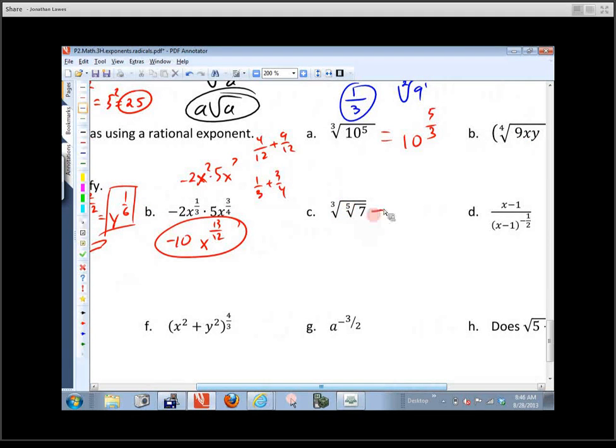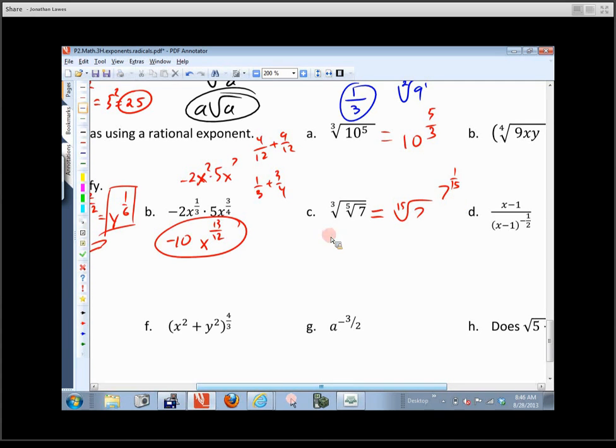Ugly problem here. Anybody know what the answer is? Lynn? 7 to the 1/15. And how did you get that? Yep, you multiply the two indexes. That's the quick way to do it. So this would be the 15th root of 7, or 7 to the 1/15.